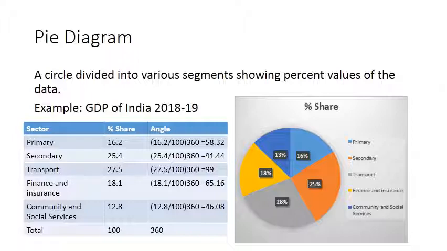When you will see this pie diagram, if the values are not given, you can say that the transport sector is contributing more to the GDP of India. After that it is secondary sector, and after that it is finance and insurance sector, then it is primary sector, and after that it is community and social services.